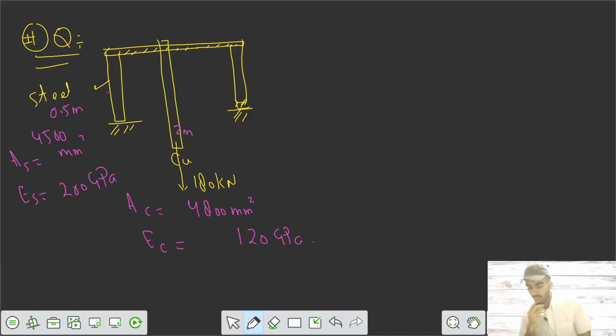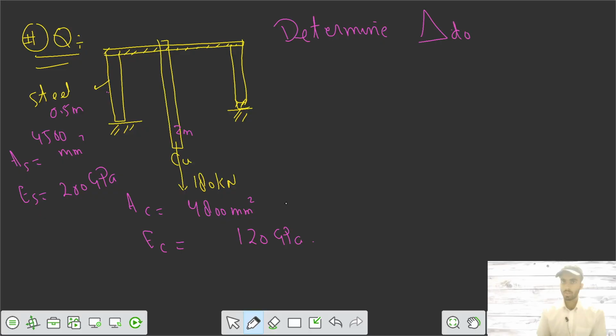Then you need to determine the downward displacement of the lower end of the copper bar. This one. Say the point is B. You have to find the downward displacement of this point B because of the load of 180 kilonewton.